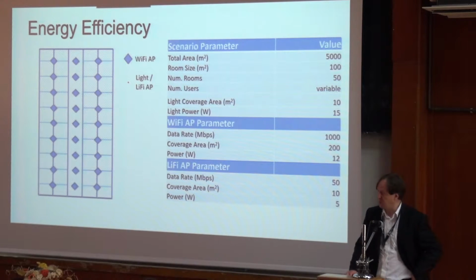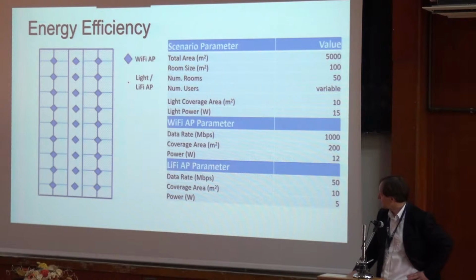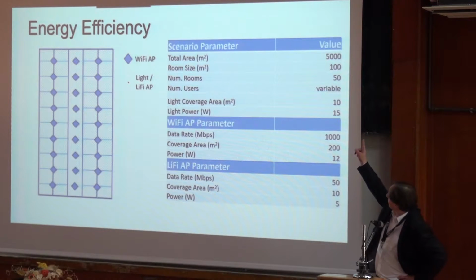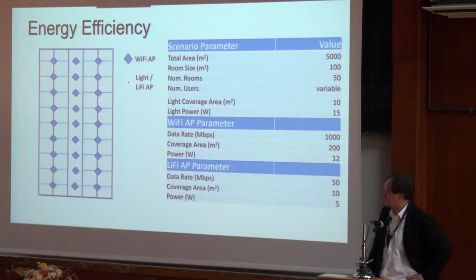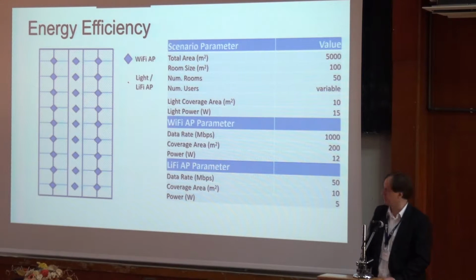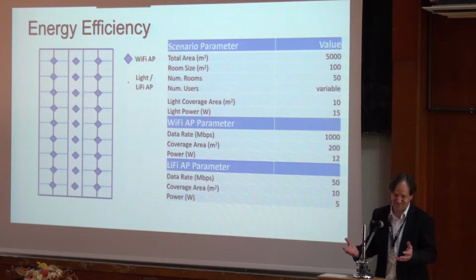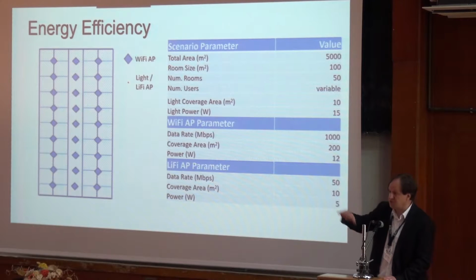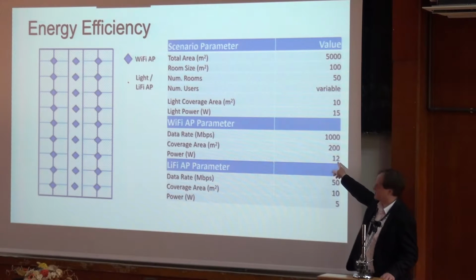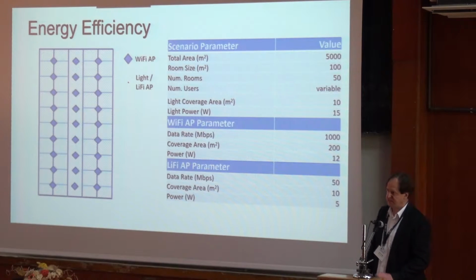Let me also give you a few words about energy efficiency. We've taken a 5,000 square meter office environment. We have a room size of 100 square meters, 10 by 10 meters, basically a large office room. We vary the number of users. We have 50 rooms. The light coverage is 10 square meters, which is a realistic assumption, and the lighting power is 15 watts, and that's for illumination only. Then we have a Wi-Fi access point covering 200 square meters, so basically 2 rooms, which is, I guess, reasonable. And the power of the Wi-Fi access point is 12 watts, which is also a fairly realistic number.